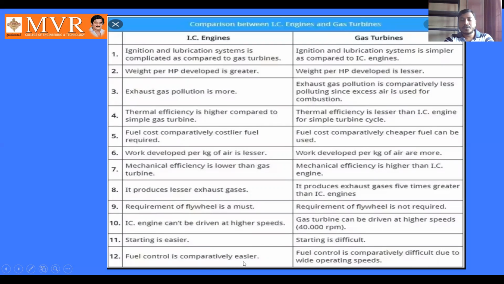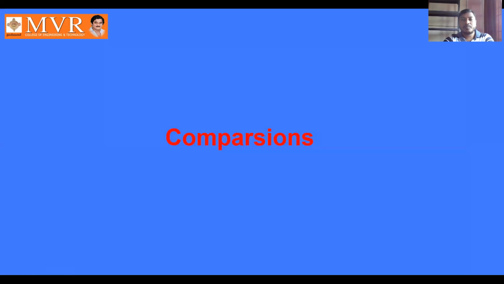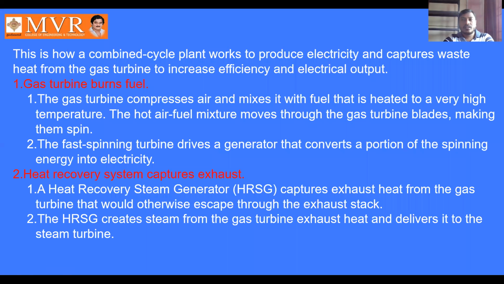Fuel control is comparatively easier in the IC engine. Fuel control is comparatively difficult in the gas turbine due to wide operating speeds. These are some of the comparisons of IC engines and gas turbines, and gas turbine versus steam turbine. These are the comparisons what we know.